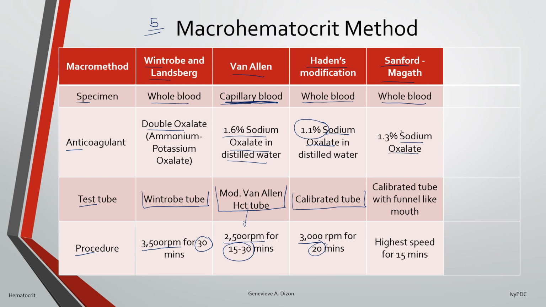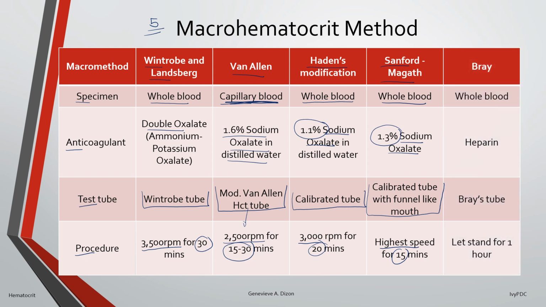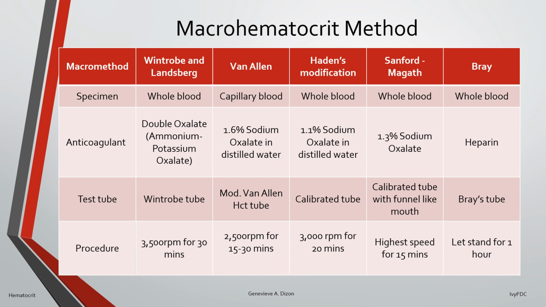sodium oxalate, but this time at 1.3%. The test tube used here is a calibrated tube with a funnel-like mouth. This should be centrifuged at the highest speed for 15 minutes. And the last macro method is called the Bray method, which also uses whole blood, and this time the anticoagulant to be used should be heparin. The test tube is called the Bray's tube, and this should just be left standing for 1 hour. These are all the different types of macro methods.